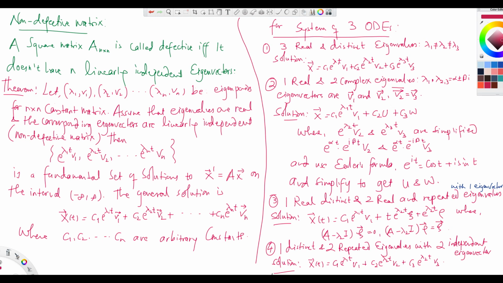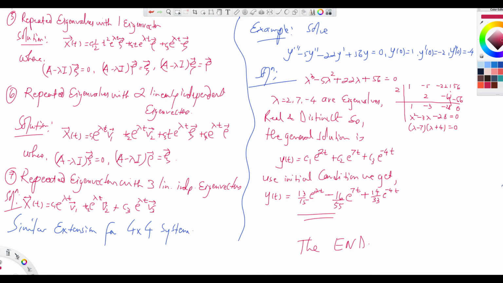If all the eigenvalues are repeated and there is only one eigenvector, then how do we handle that? The rule is: if all 3 eigenvalues are repeated but there is only one eigenvector, the solution will look like this: x(t), the general solution, equals c1 t squared e to the lambda t xi plus c2 t times e to the lambda t rho, and then c3 e to the lambda t times zeta, where xi and zeta are given like this.